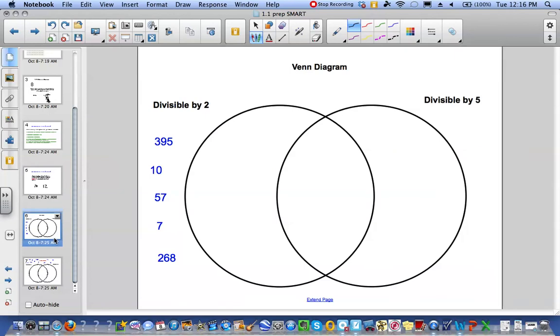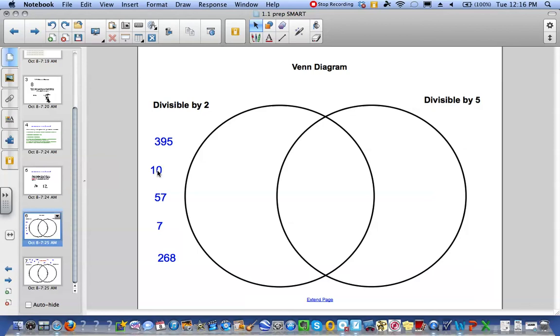You've probably seen a Venn diagram before. A Venn diagram helps you to split up numbers. It also helps you to split up ideas. We're going to use it for numbers in this case. This area over on the left is where numbers that are divisible only by 2 go. The right side is only where numbers that are only divisible by 5 go. And any numbers that are divisible by both would go here in the middle.